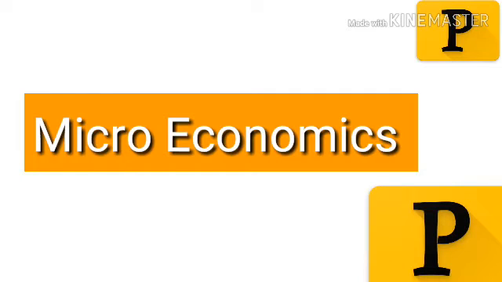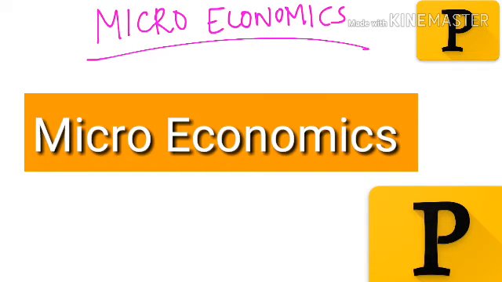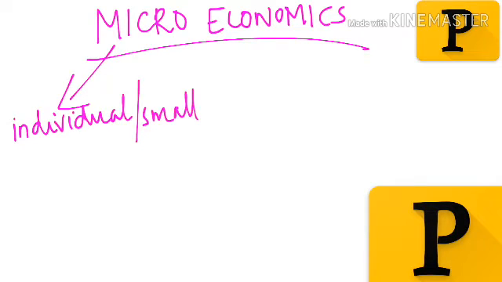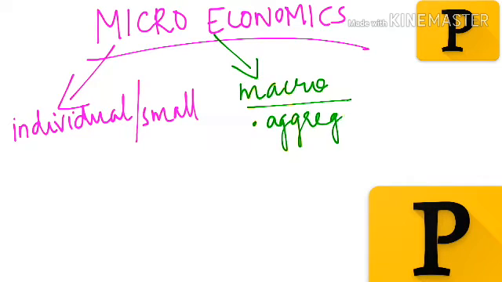Today we will be dealing with the basics of economics, that is microeconomics, the concepts and their applications. Microeconomics is that branch of economics that deals with individual or smaller units. On the contrary, we also have another branch of economics that deals with bigger units and aggregates, that is macroeconomics. So macroeconomics deals with aggregates or bigger units.